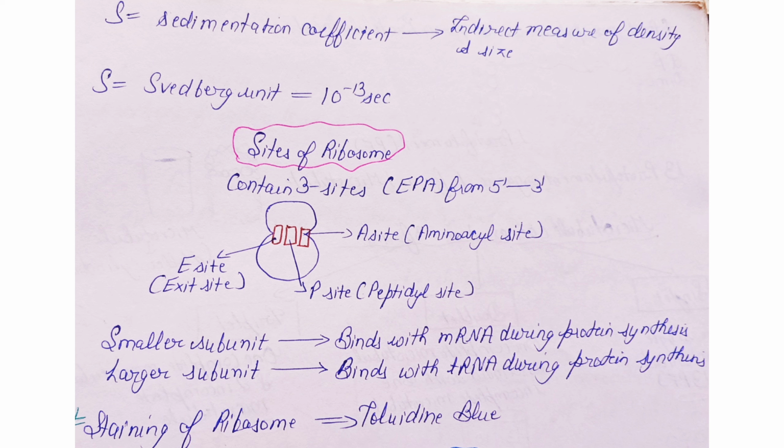Three sites are present in the ribosome, known as the EPA site from 5' to 3'. E stands for the exit site, P is the peptidyl site and A is the aminoacyl site. And the most important thing is that the smaller subunit binds with the mRNA during protein synthesis, whereas the larger subunit binds with the tRNA during protein synthesis. The ribosome staining is done using toluidine blue stain.